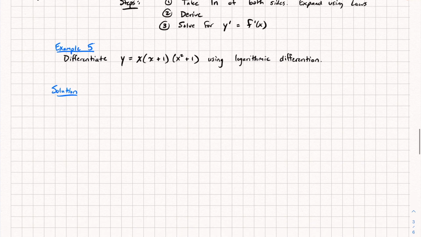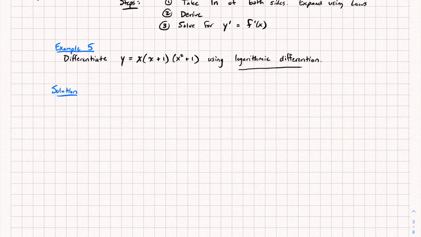Differentiate y is equal to x times x plus 1 times x squared plus 1. Now, if I was to derive this as is, notice that this would be a product and then another product. So I would have to use the product rule twice, which just does not sound appealing. So instead, what we're going to do is use this technique called logarithmic differentiation.